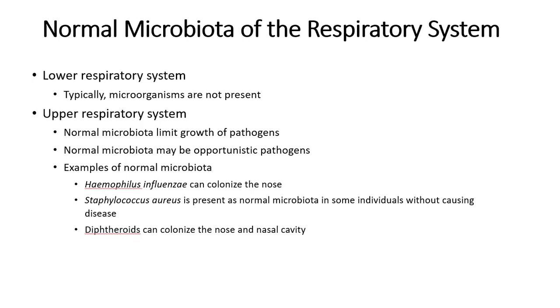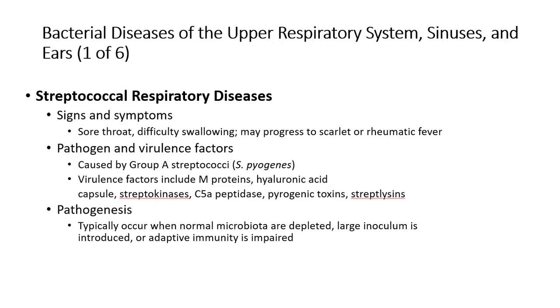Example of normal flora that we see: Haemophilus influenzae can colonize the nose. Staph aureus, even though it's considered the pathogenic staph, is present as normal flora in some individuals without causing disease. Normally you have another staph, but you can get Staph aureus in small amounts, and the normal flora will keep it under control, but some people do carry Staph aureus. Diphtheroids are another one that colonize the nose and nasal cavities, and again, part of this normal flora that we want to see.